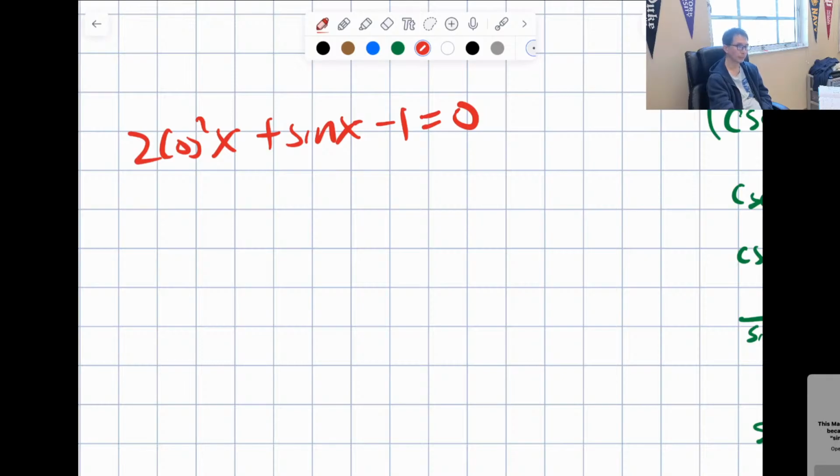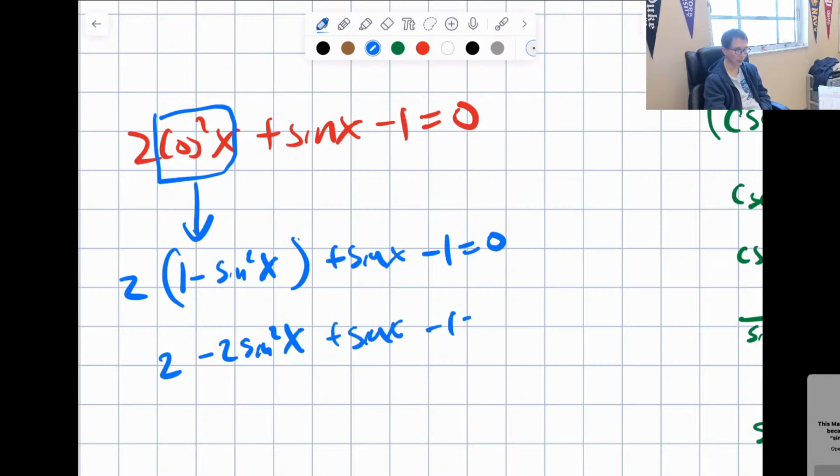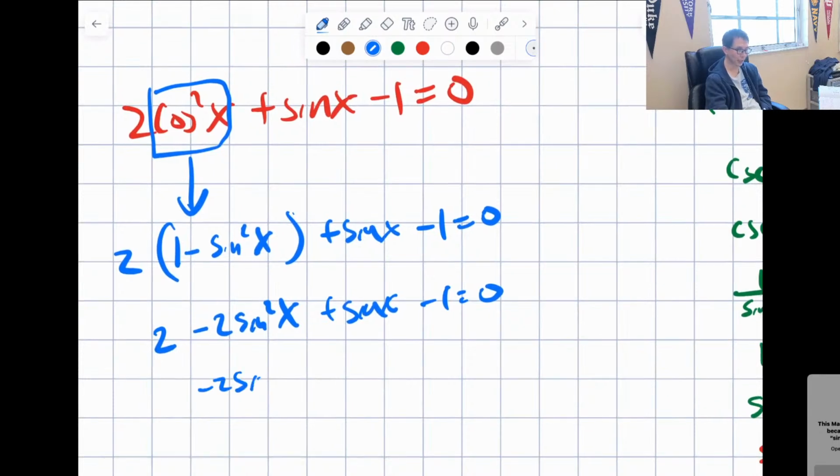Get it all to one side. It's going to take one cosine side. Right. So do you see this, right? This is the issue. Can you change that to 1 minus sine square of x? And this is 2, right? Do you see that? Plus sine of x. Now everything is in terms of sine. So this is going to be 2 minus 2 sine square of x. Is that okay? Plus sine of x minus 1 equals 0. And this is minus 2 sine square of x plus sine of x, plus 1 equals 0.